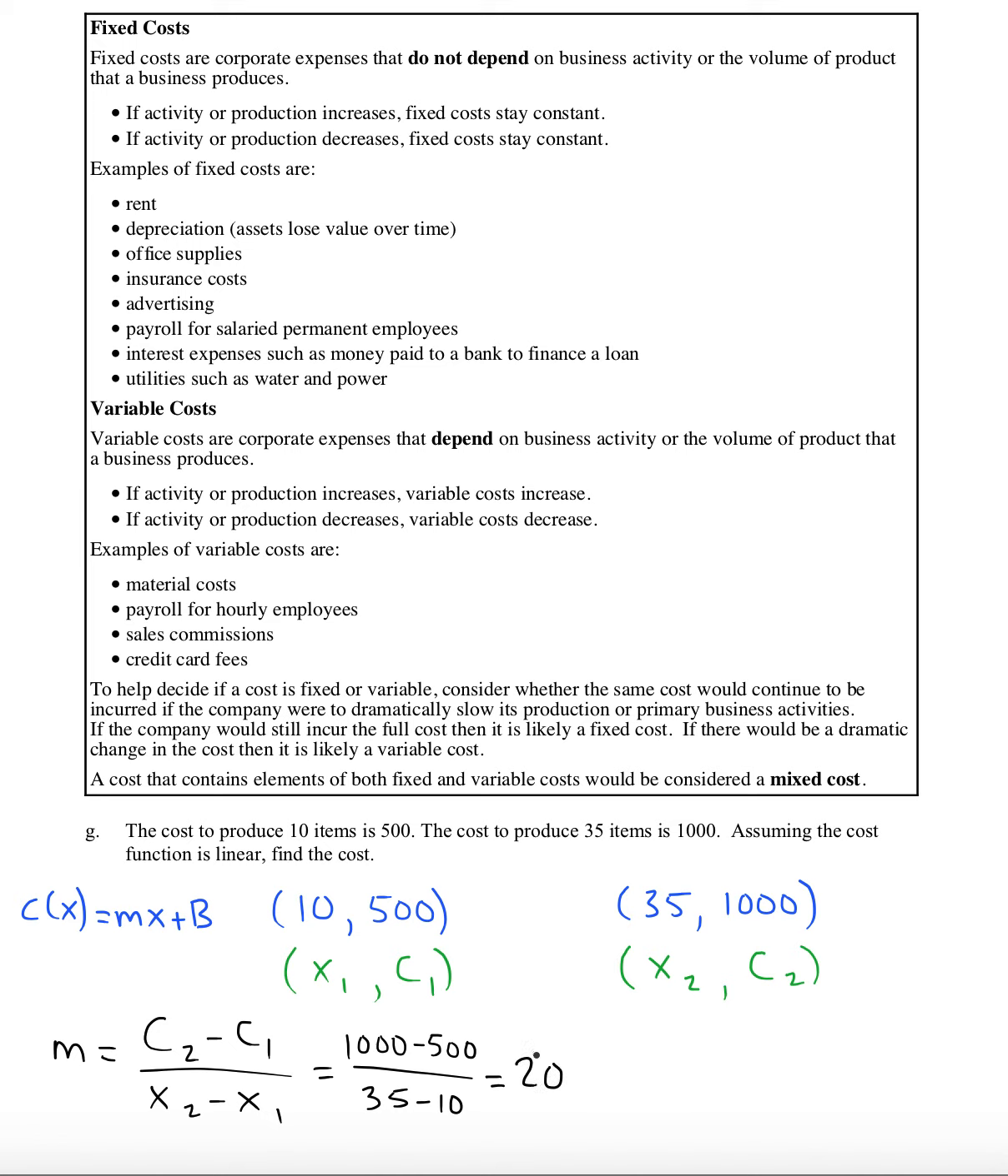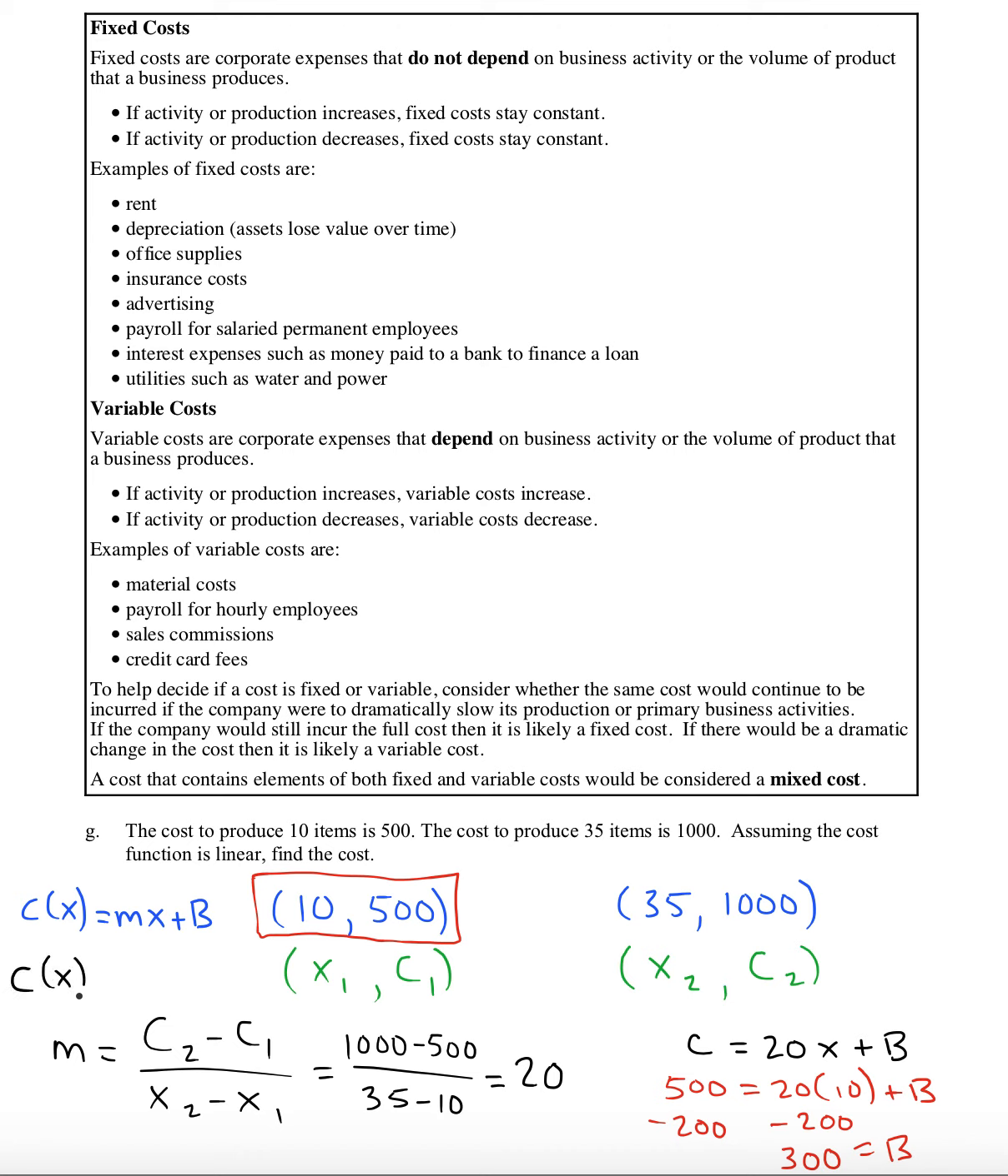Now we'll go back to our function there. Plug in your slope. The next step would be to take any of those 2 coordinate pairs and use them to determine the b by plugging in the y value and the x. Okay, our b is 300. So that makes our final answer c of x equals 20x plus 300.